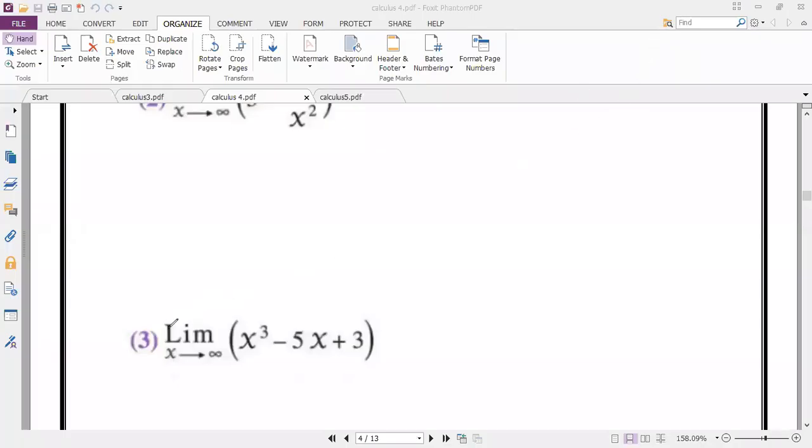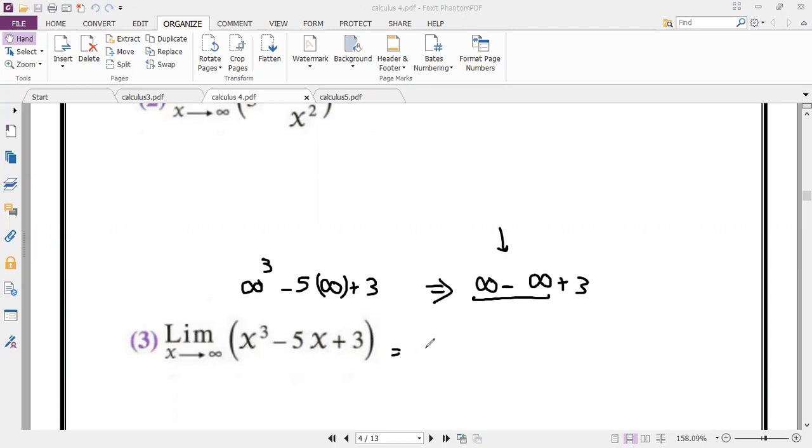This one here, the limit of x cubed minus 5x plus 3 as x tends to infinity. If we put infinity instead of x, it's infinity to the power of 3 minus 5 multiplied by infinity plus 3. So you will end up with infinity minus 5 times infinity. It will be minus infinity plus 3. But we know that infinity minus infinity is an unspecified quantity. So we need a way to find this limit.